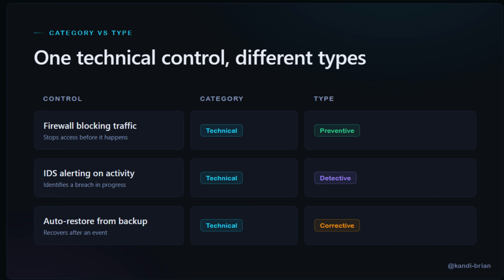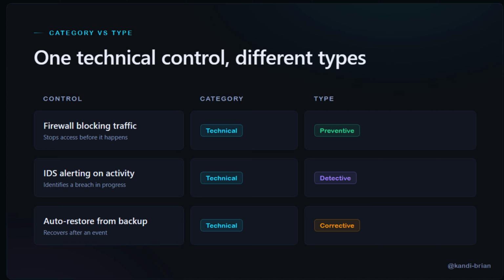There is one more layer worth your attention, because the exam blends the category with the type. Remember, technical is a category. A single technical control can also have a type. A firewall blocking traffic is a technical control that is preventive in type. An intrusion detection system that alerts you to suspicious traffic is a technical control that is detective in type. A system that automatically restores a file from backup is a technical control that is corrective in type.